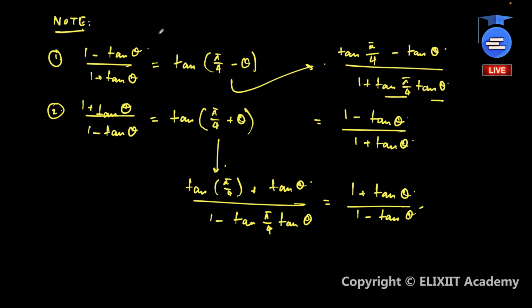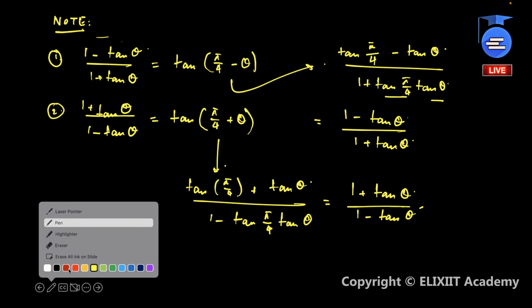Mostly you will get this on the left hand side. You will get 1 minus tan theta upon 1 plus tan theta in some questions. After seeing this, don't do so many calculations. 1 is tan pi by 4. Directly write this as tan pi by 4 minus theta. Okay. Next.